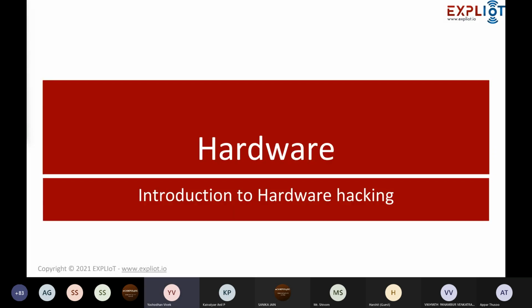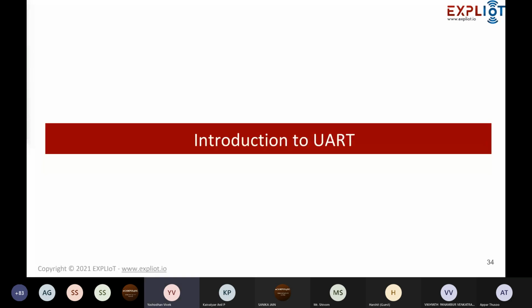So what we'll do is start discussing what the debug ports are and what the buses over there are. Appar has covered all those attack surfaces, and we'll try to address the debug ports part. Eventually, if you open any of the IoT devices, most likely you will get this particular UART interface.